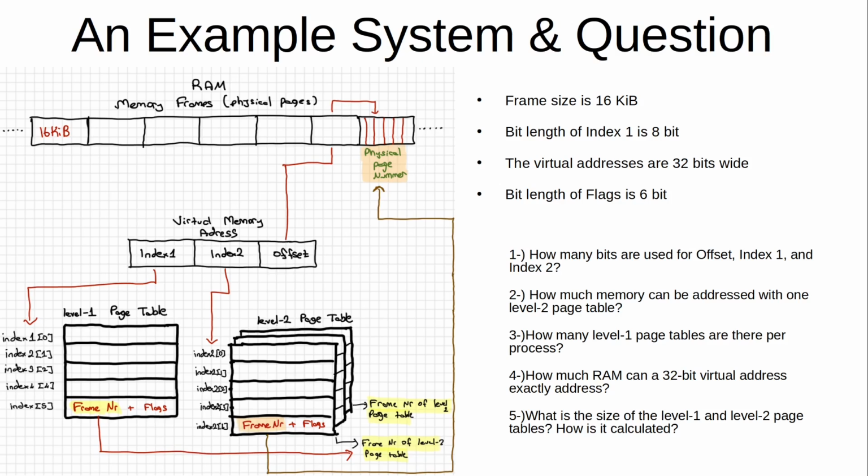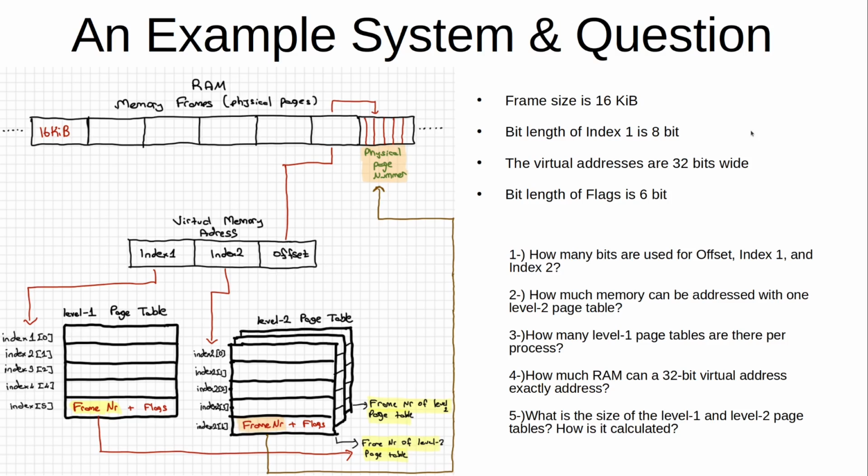Question 3. How many level 1 page tables does each process have? This is an important conceptual point actually. Each process has exactly one level 1 page table, also called the root page table. Index 1 picks an entry inside of the level 1 table, and that entry points to a level 2 page table. But we never talk about an index that selects which level 1 page table to use, because there's no such index. There's always exactly one level 1 page table per process. It's fixed. That's what makes it the root.